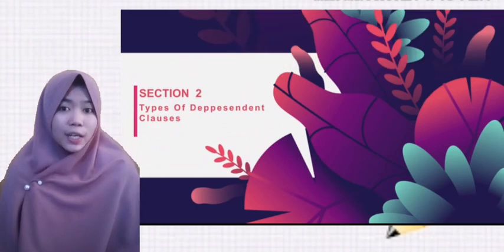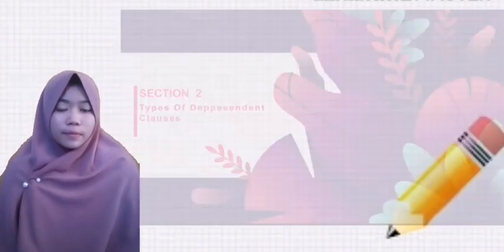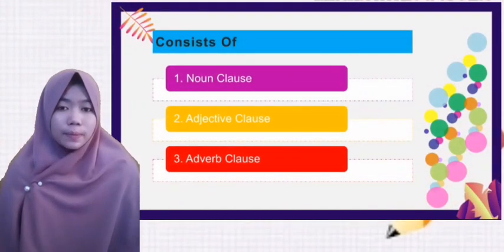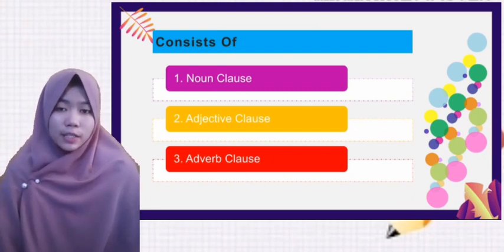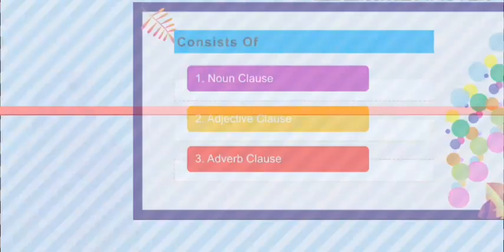Section 2. Types of dependent clause consist of noun clause, then adjective clause, finally adverb clause. This will be explained by my partner, Nur Fahmi. My name is Nur Fahmi. I will explain section 2, types of dependent clause.